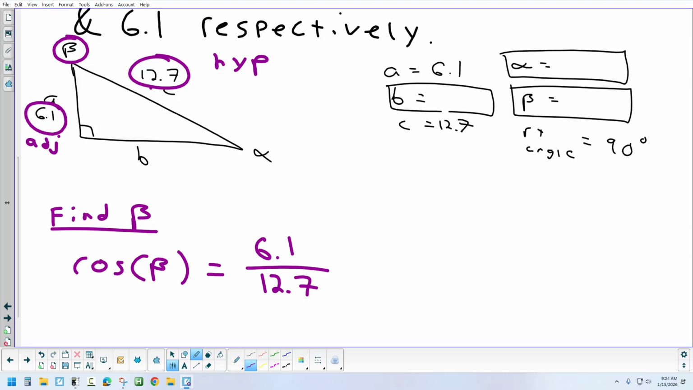All right, now this one's a little different. You've never had the variable inside the argument to the trig function. It's always been in the fraction. So what we have to do now is get the beta out from inside the cosine function.